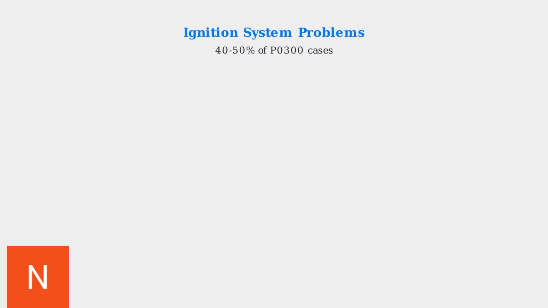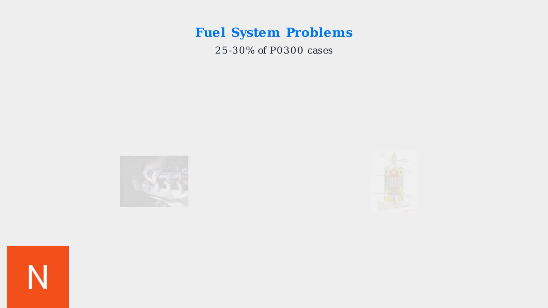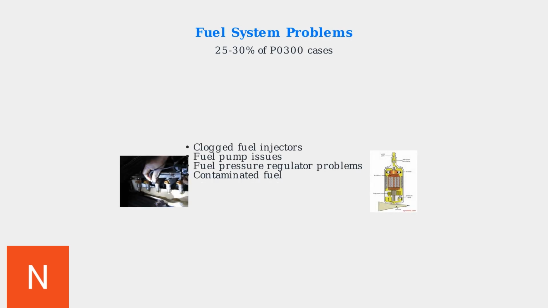The most common cause of P0300 codes is ignition system problems, accounting for 40 to 50% of all cases. This includes worn spark plugs like the one shown here, faulty ignition coils, damaged spark plug wires, and ignition module issues. Fuel system problems represent 25 to 30% of P0300 cases. These include clogged fuel injectors, fuel pump failures, fuel pressure regulator malfunctions, and contaminated fuel affecting combustion quality.